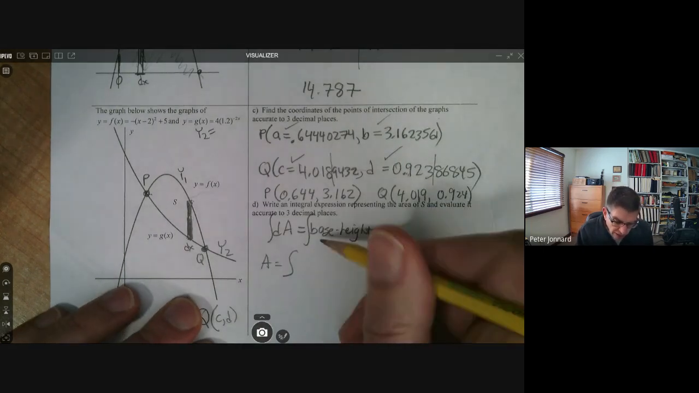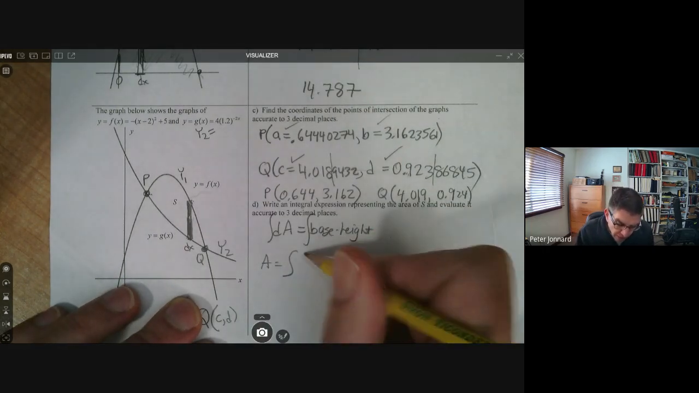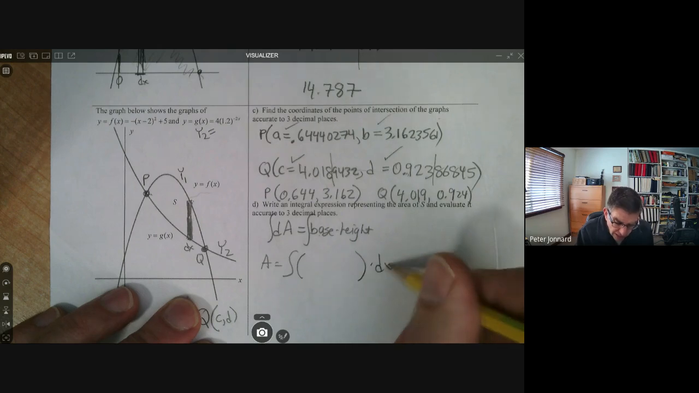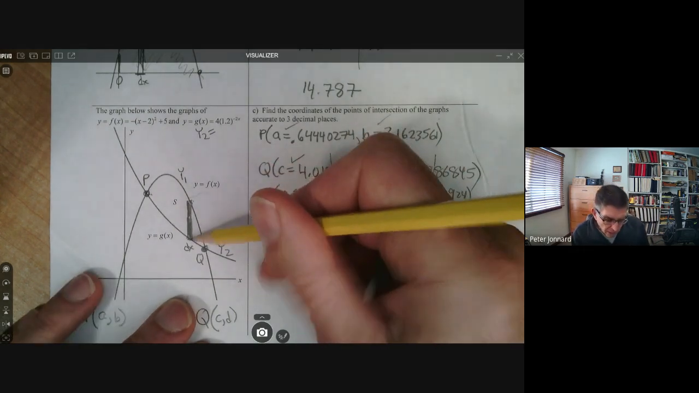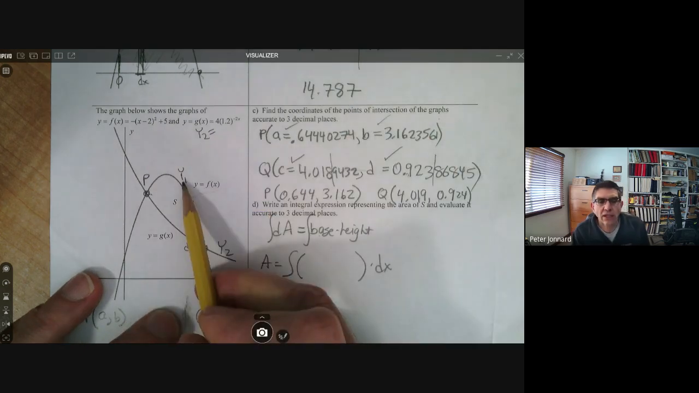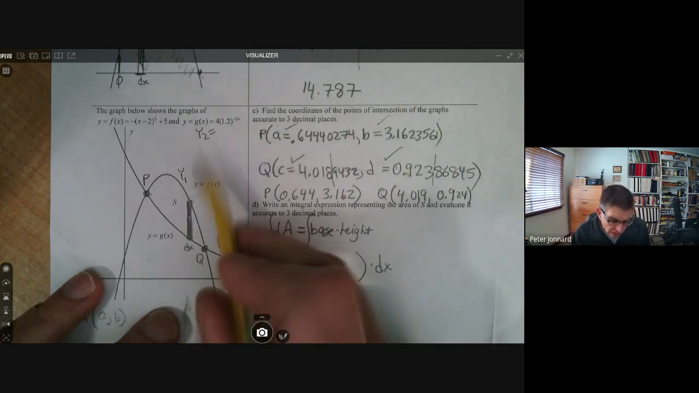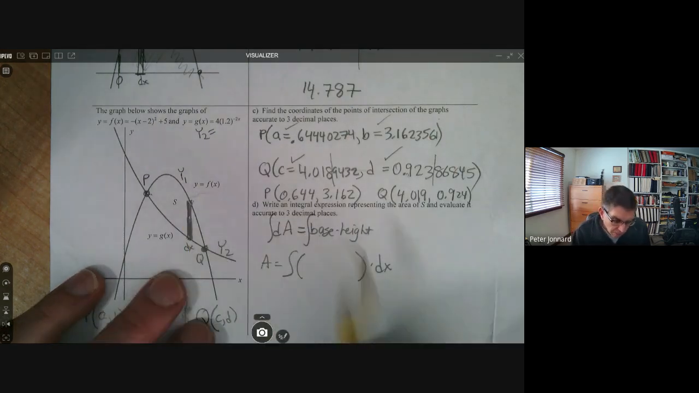So it's awkward to write dx and then times something else. I'm going to put my height first, times dx. And you have to do the top one minus the bottom one. You have to pay attention to that. Please don't use calculator notation. It's fine for you to do this to keep yourself organized, but please don't write y1 minus y2 in your work. They don't accept calculator notation.